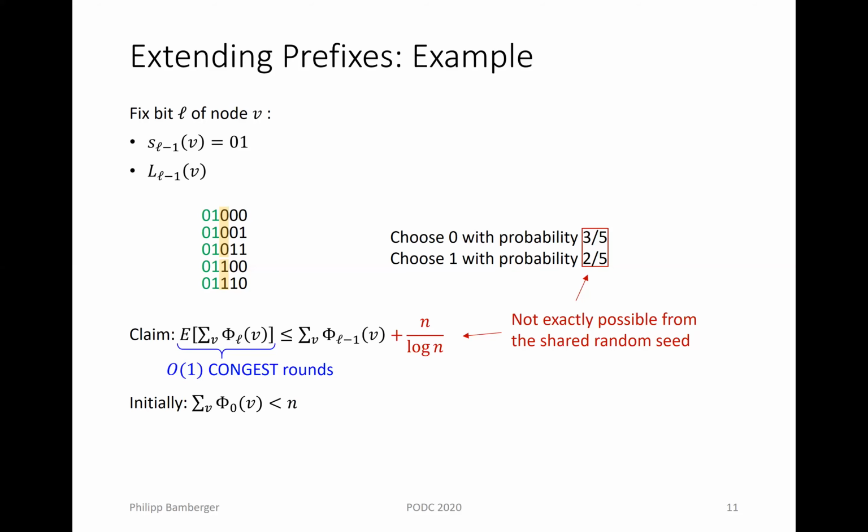As we have seen before, initially the sum of all potentials is at most n. And after log n iterations, that is, after fixing all color bits, the sum of all potentials increases at most by n. And a constant fraction of nodes can keep their color permanently.